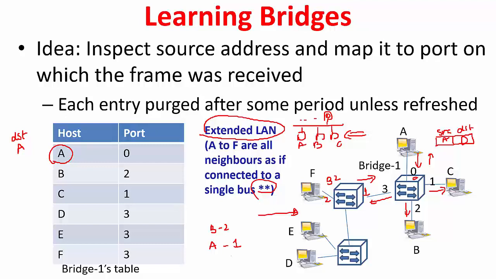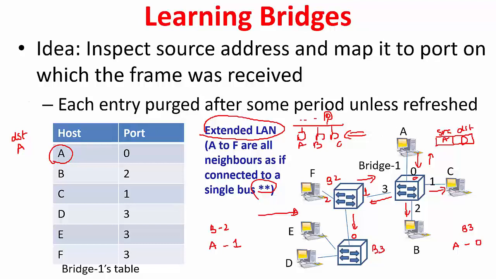And similarly, once this comes to bridge 3, let's say if this is port 0, bridge 3 will also make a note that to reach A, I have to send it out on port 0, because this is the direction you take to go back to A. So this is the learning process that these learning bridges do, and thereby they will forward the packets correctly.